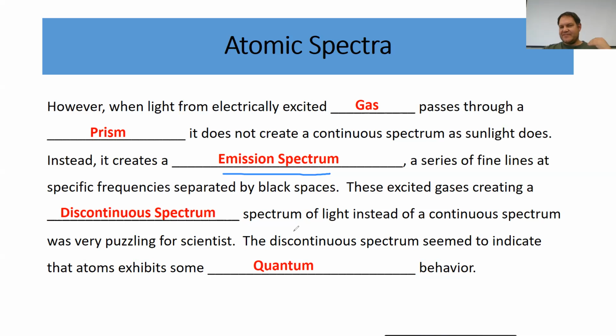Now, this is very puzzling because scientists predicted, again based on classical physics, that if you pass an electric current through a gas, the gas should be emitting light in a continuous spectrum, or continuous way. So you should see all the colors of the light and not only specific colors separated by these dark or black lines, okay? So the fact that we use this word discontinuous spectrum kind of indicates that there might be some quantum behavior going on in this case here.